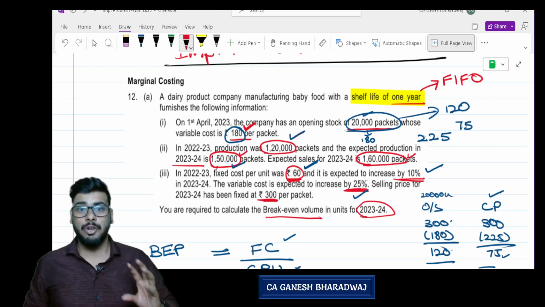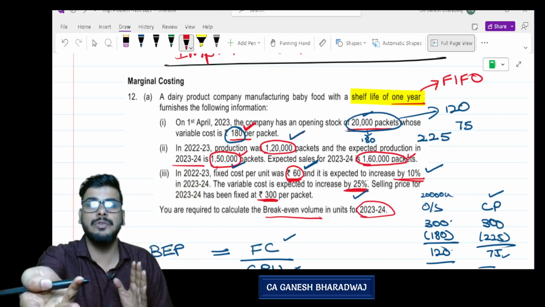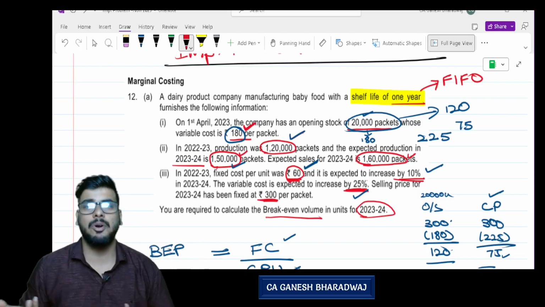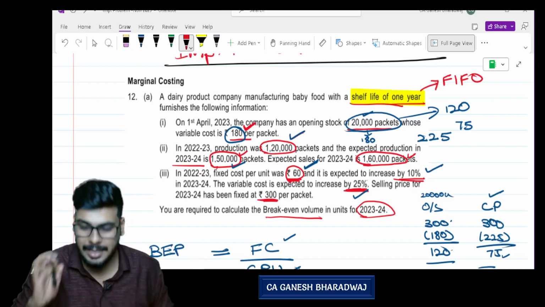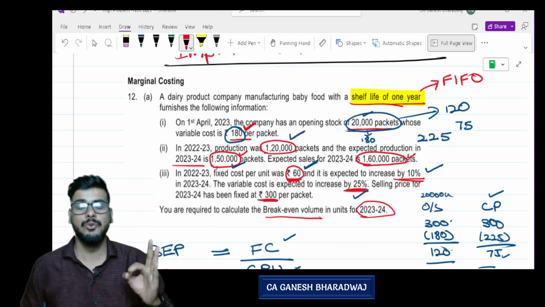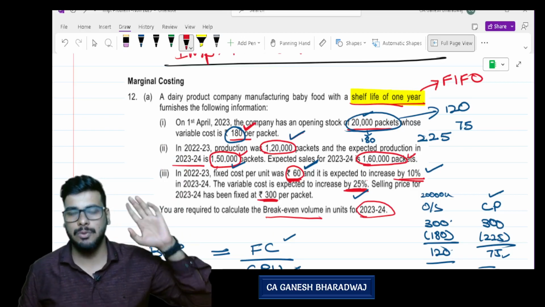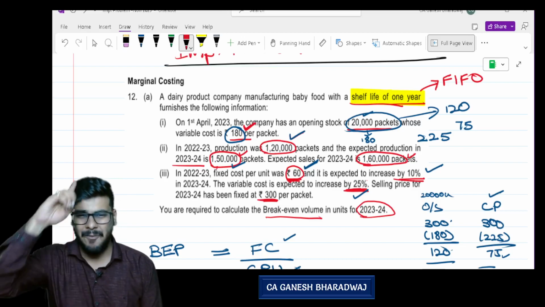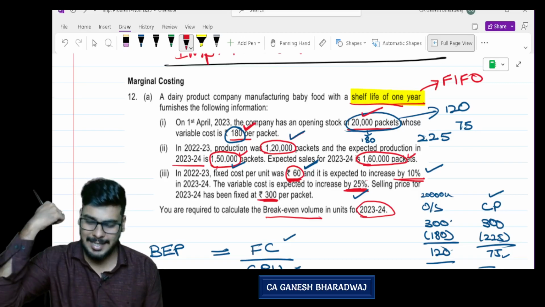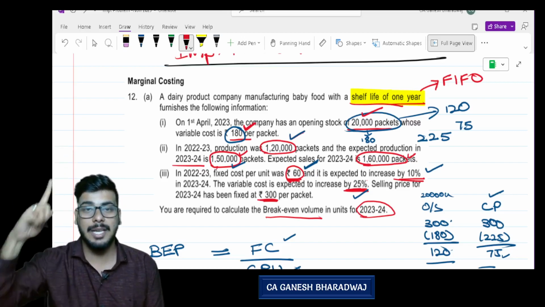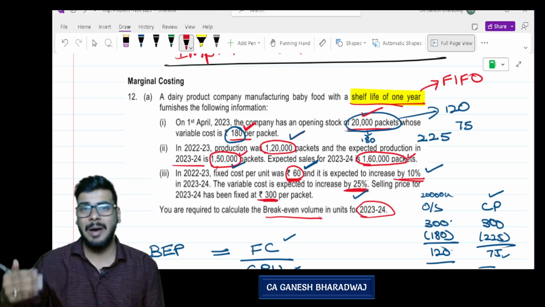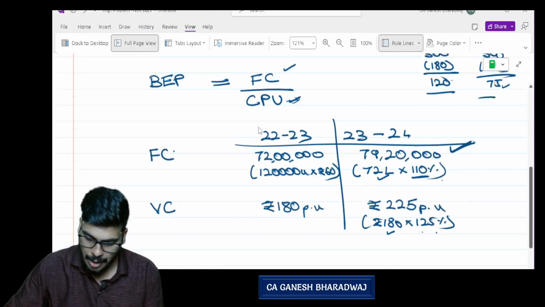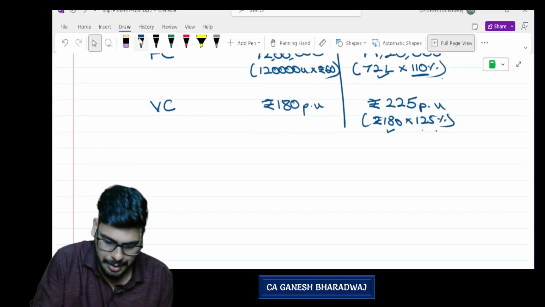Yes or no? Why? Because whatever got produced first, that only you need to sell first. If you delay it for a later date, then it might turn into an expired product and you might not be able to sell it. So this hint clearly says that whatever got produced first will be sold first. Are you clear with this? Going by this logic, the company will first exhaust and sell off the entire 20,000 units in the opening stock, correct? And the balance units will only come from the current year production. Now you tell me, how much is the total fixed cost to be recovered in the current year?